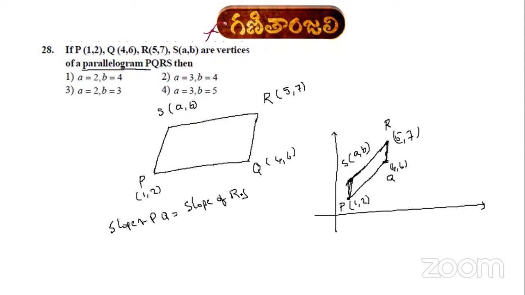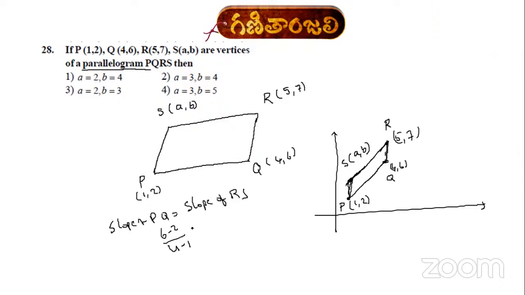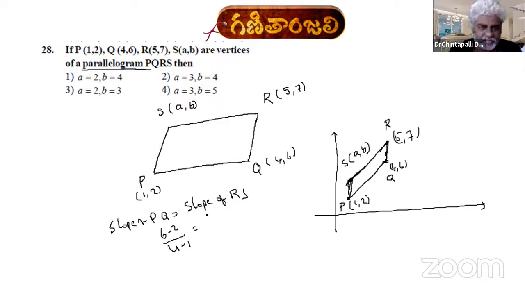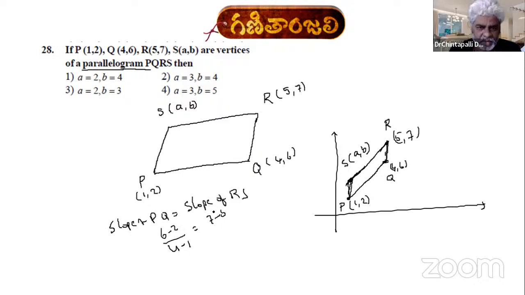So is this slope 4? Just wait. Slope 4? Really? It's 6 minus 2 over 4 minus 1. Sorry, 4 minus 1. It's not 4, it's 4 over 3, sir. Yeah, 4 over 3.